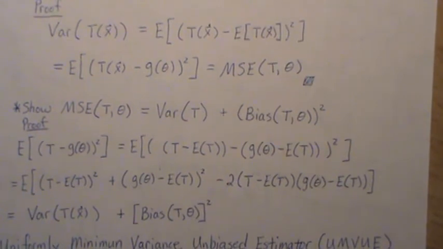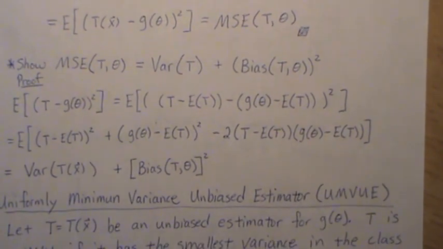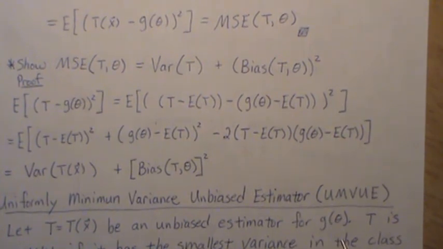Now, we're going to introduce a concept of uniformly minimum variance unbiased estimator, UMVUE. Some people leave off the E and then they always say estimator, so it's a UMVUE estimator. But I always like to say UMVUE.